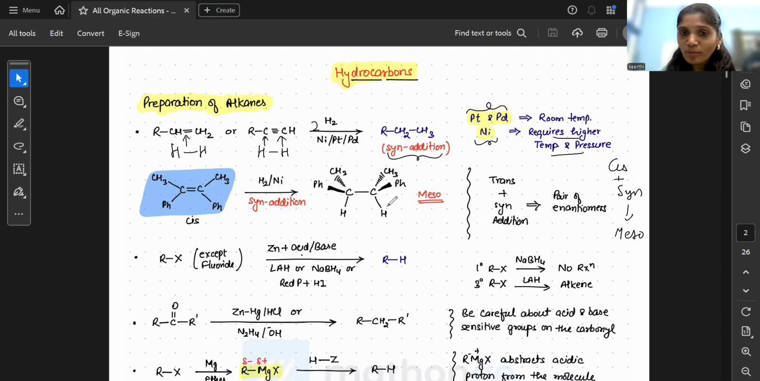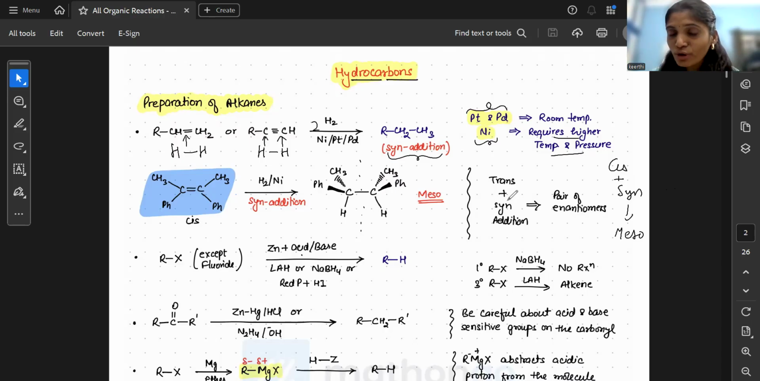Now this is your meso compound. Check the plane of symmetry, because you people know if it has to be meso, it should have a plane of symmetry. Now here, after addition of hydrogen, it has a plane of symmetry. That is the reason I call it a meso compound. If it is a cis alkene and I am doing syn addition, I get a meso compound.